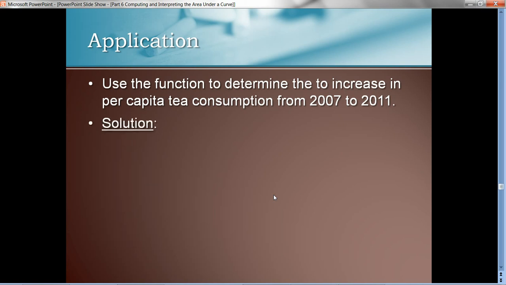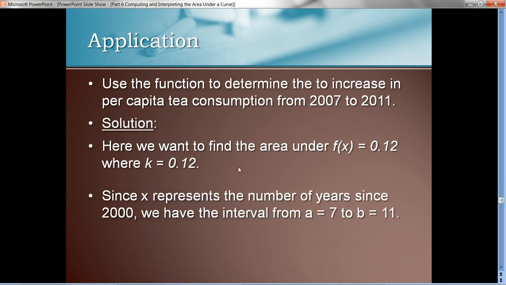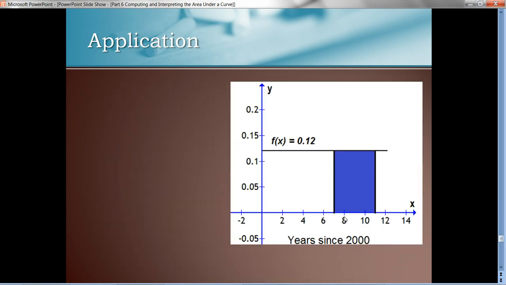All right, well, that's pretty easy here. So here we want to find the area under f of x equals 0.12, where k equals 0.12, and the values of x go from 2007 to 2011. So that's a being 7 and b being 11. Now let's draw a picture of this and make sure we get the idea. There it is right there. So here's f of x, that constant function. And then here's 2011 right here. That's our right endpoint, left endpoint 2007. Looking for this blue area, right? That'll give us that total increase in consumption between those two years.